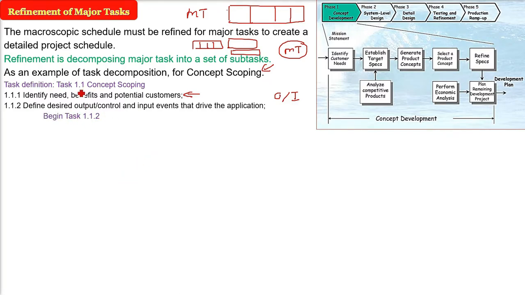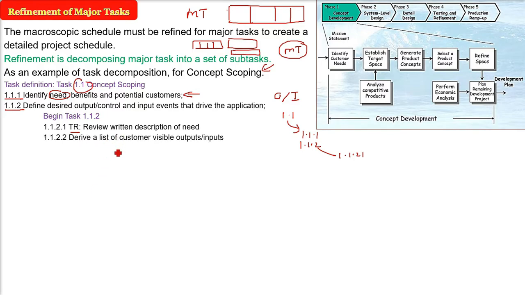Now we have to begin the task 1.1.2. We are now making the subtasks, or the task set, for 1.1.2. So we begin this task and now it becomes 1.1.2.1. We started with 1.1, then we came to 1.1.1, then 1.1.2, then we went to 1.1.2.1. These numbers show how we are decomposing it into different tasks which will be the actual activity of the task or the functions.